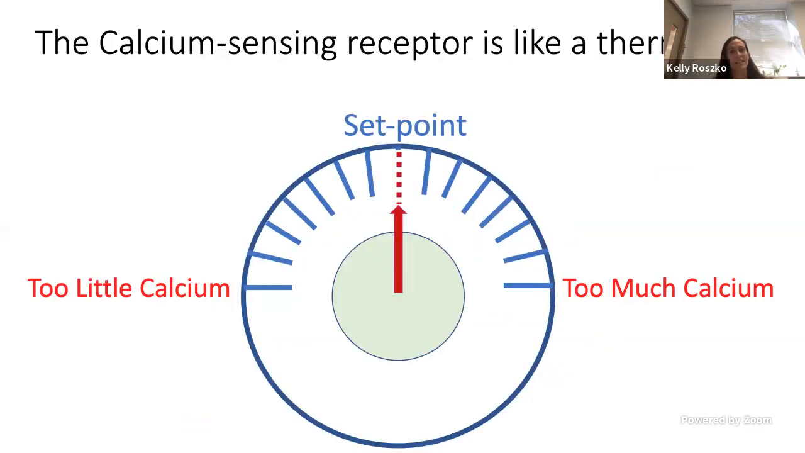So the calcium sensing receptor is sort of like a thermostat. There's an area where there's too little and too much calcium. And then there's a set point where it's happy to keep the calcium sort of in a good range. And as we all know, having too little or too much calcium is very bad. So we want to keep it in this range and specifically around that set point.